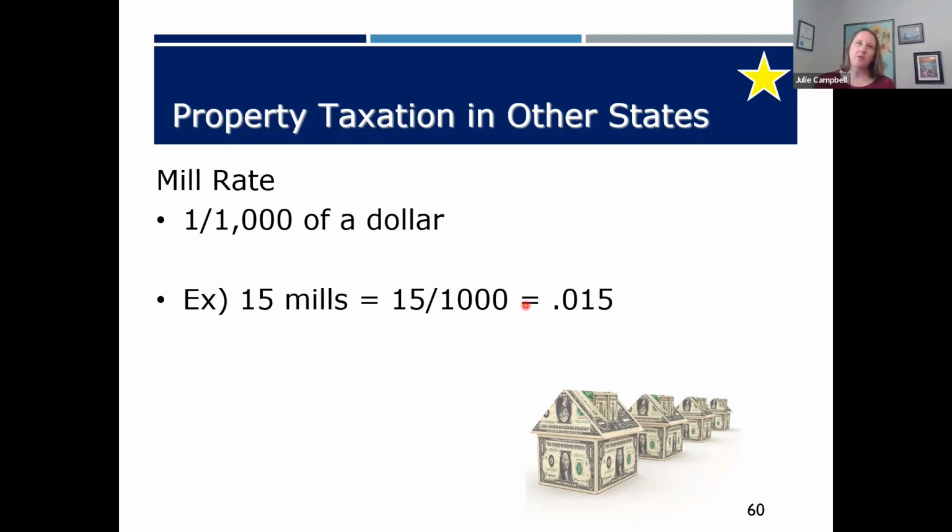Again, the problem's not going to give you both. It's not going to give you per 100 and 1/1000. So you're going to do whatever the problem tells you. If it gives you the mill, you work with the mill. If it gives you the ad valorem, you work with that.